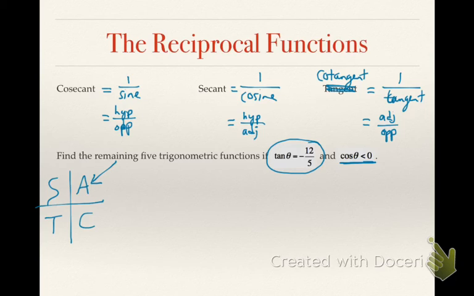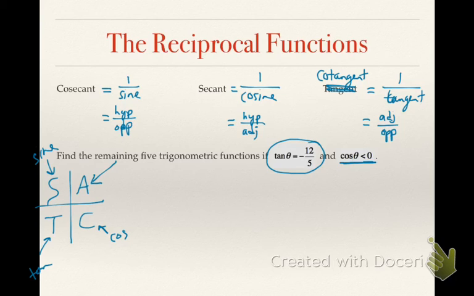In quadrant 1, all of them are positive. In quadrant 2, only the sine is positive. In quadrant 3, only the tangent is positive. And in quadrant 4, only the cosine is positive. So it's a good little method to help remember. But if you think about the x and the y coordinates, that should also help you as well.